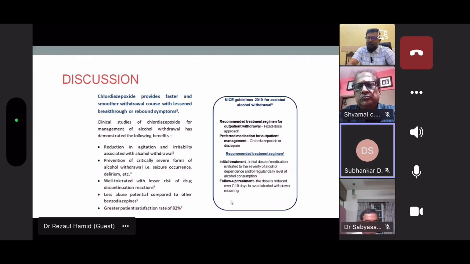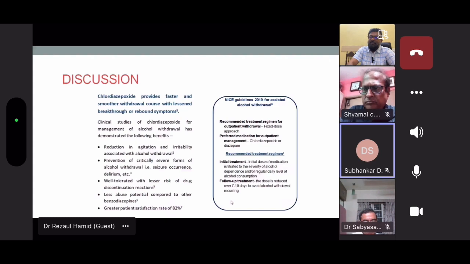alcohol withdrawal. The clinical studies of chlordiazepoxide for management of alcohol withdrawal have demonstrated many benefits, like reduction in agitation, irritability, and mostly in those associated with alcohol withdrawal seizures. And prevention of critically severe forms of alcohol withdrawal, like withdrawal seizures or delirium. These can be well prevented by chlordiazepoxide, and further it is well tolerated with very little risk of drug discontinuation reactions and less abuse potential compared to other benzodiazepines. And studies also prove that there is greater patient satisfaction, at a rate of 82%.